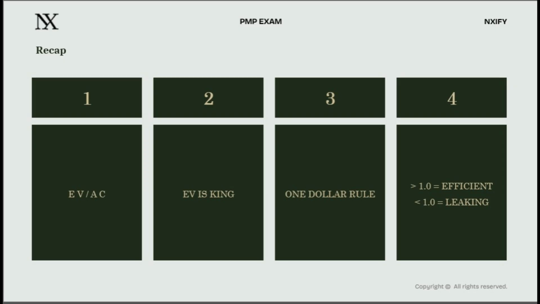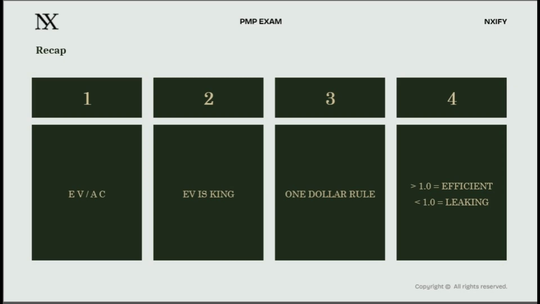3. The $1 rule. This is how you translate a CPI into a sentence a sponsor can understand without any EVM training. Write this version down. For every $1 we spend, we are getting $1.25 of value in return. That is what a CPI of 1.25 means in plain language. It turns a ratio into a story. And on the exam, and in the real project room, the ability to narrate what a number means is just as valuable as the ability to calculate it.